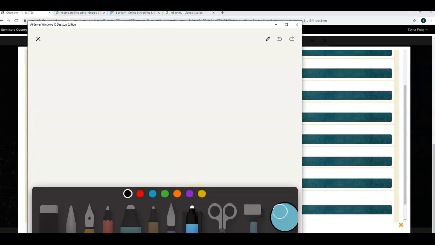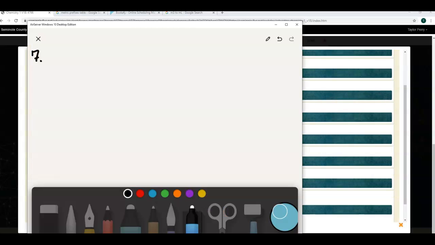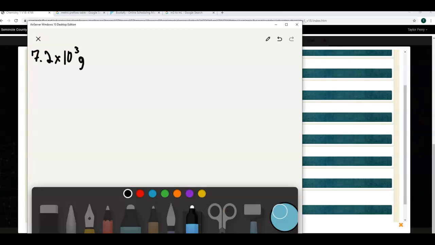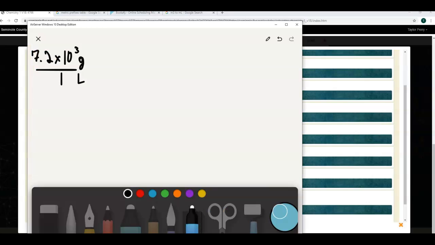Our question says that we have, I've already forgotten it. Oh my gosh. 7.2 times 10 to the third power. I think it was grams per liter. Yep, grams per liter. And again, I like to write it so I have a good idea of what my numerator is and what my denominator is. It's grams per liter, so my grams is in the top and my liters is in the bottom. And I'm trying to convert this into, what was it, centigrams and milliliters. Okay, centigrams and milliliters.